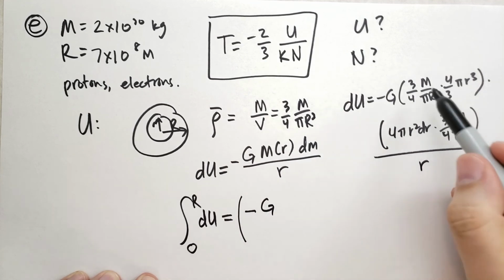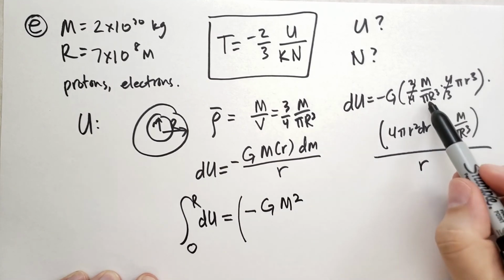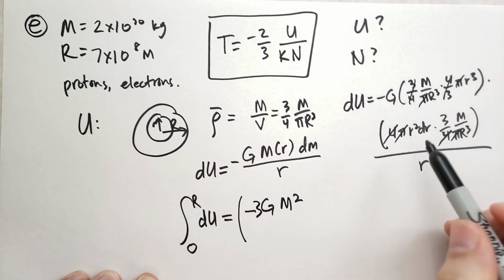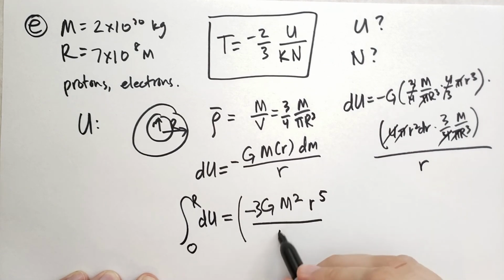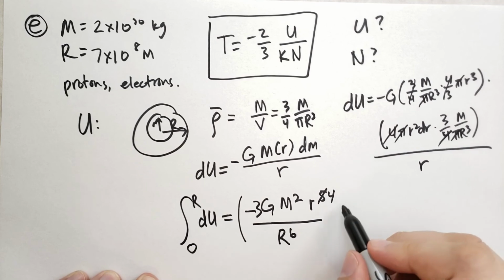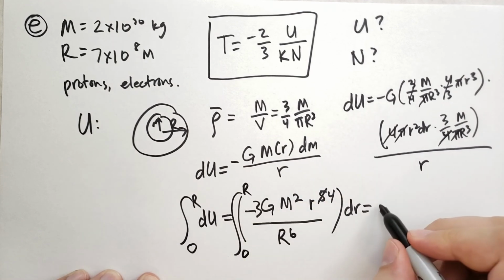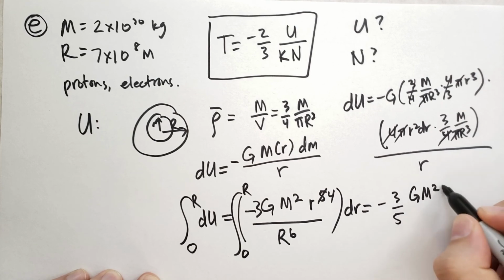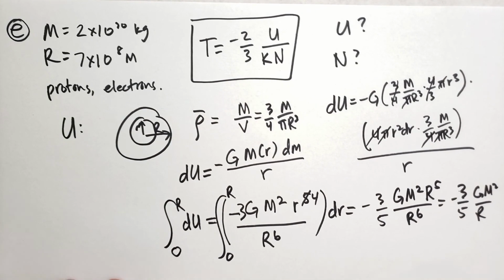minus G at the top. 3/4 cancels 4/3. We have an M over there, so M squared. Pi cancels here. Pi cancels here. This 4 cancels there. We have a 3 left over. So we have r to the 5th divided by R to the 6th. We actually have an extra r there, so it's r to the 4th. Okay, so that's the integral of that times dr. We're going from 0 to R. And so the integral of this is minus 3/5 of G M squared R to the 5th all over R to the 6th. So that's minus 3/5 G M squared over R. Okay, that is the potential energy.